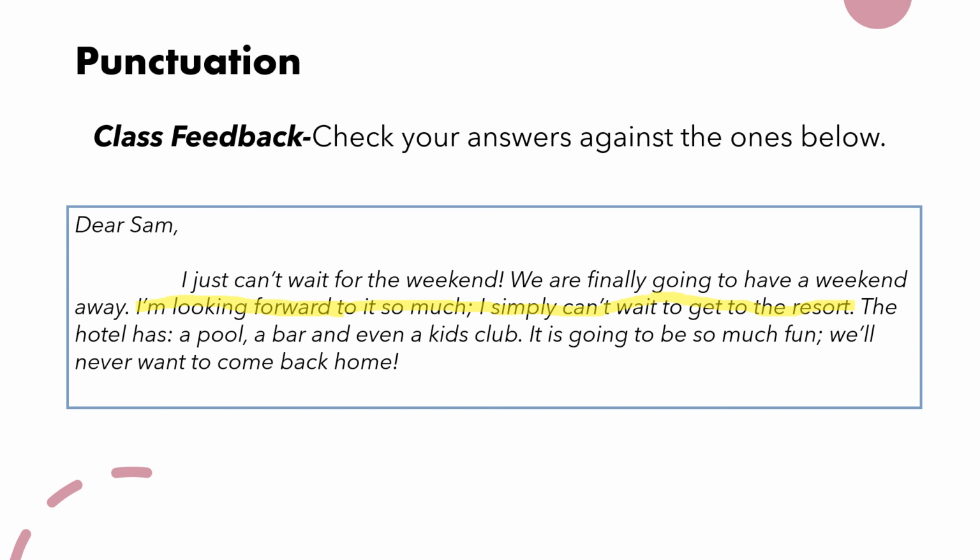The hotel has. Now we can tell straight away by the way I've read that we're setting ourselves up to list a few things that are there at the hotel, and this is indicated by the use of the colon. So the hotel has a pool, a bar and even a kids club. They've used a colon because we're trying to illustrate that this is where we're going to list all the fantastic things that are available to us at this resort.